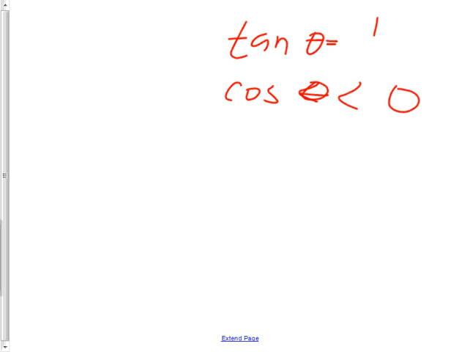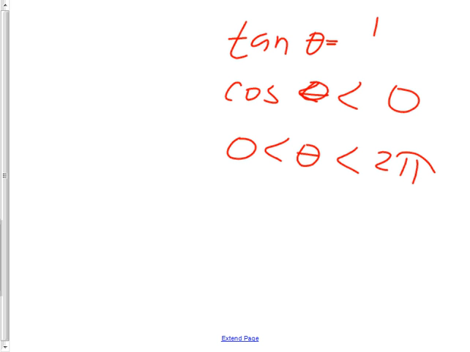All right, so I'd like you to start by seeing if you can handle this one. Tangent of theta is equal to 1, and I'm going to say cosine of theta is less than 0. Then I'm going to say that I want your answer to be between 0 and 2 pi.